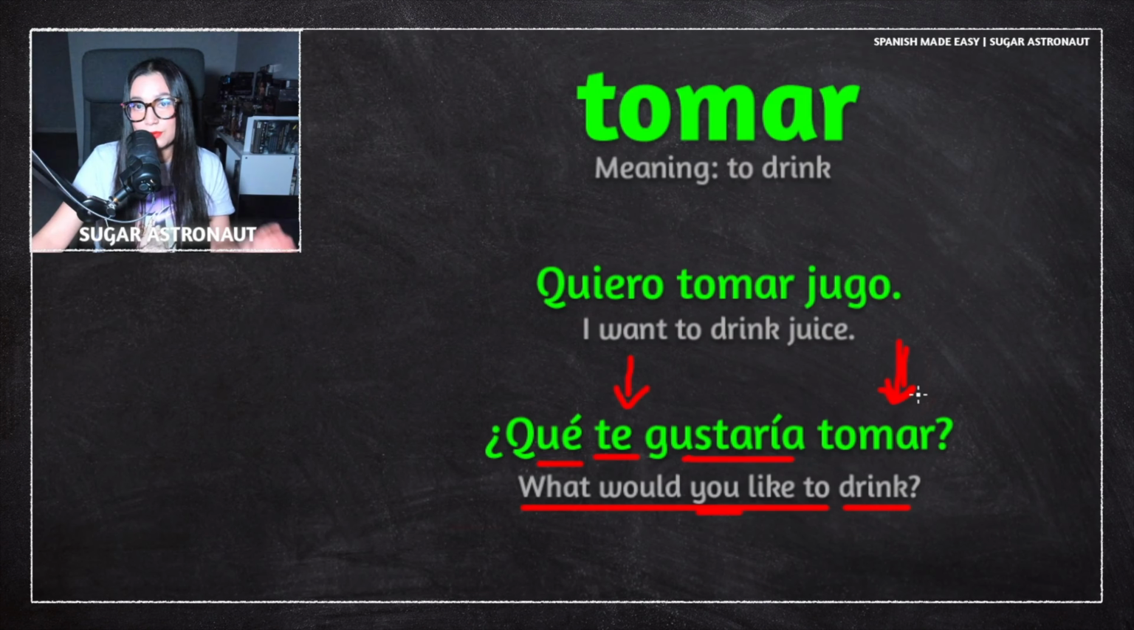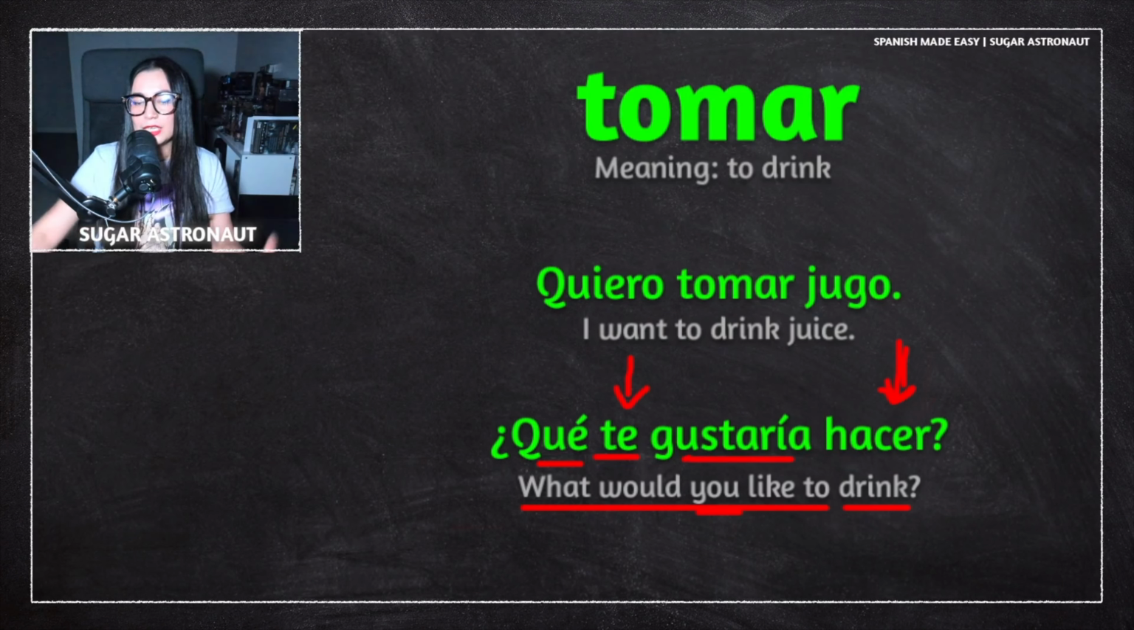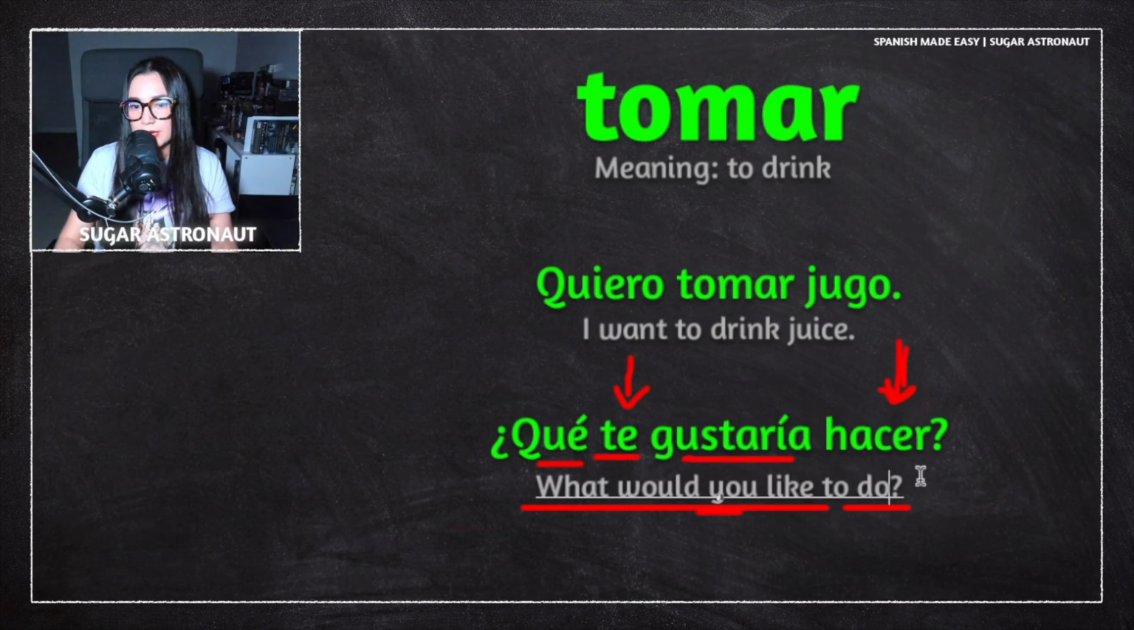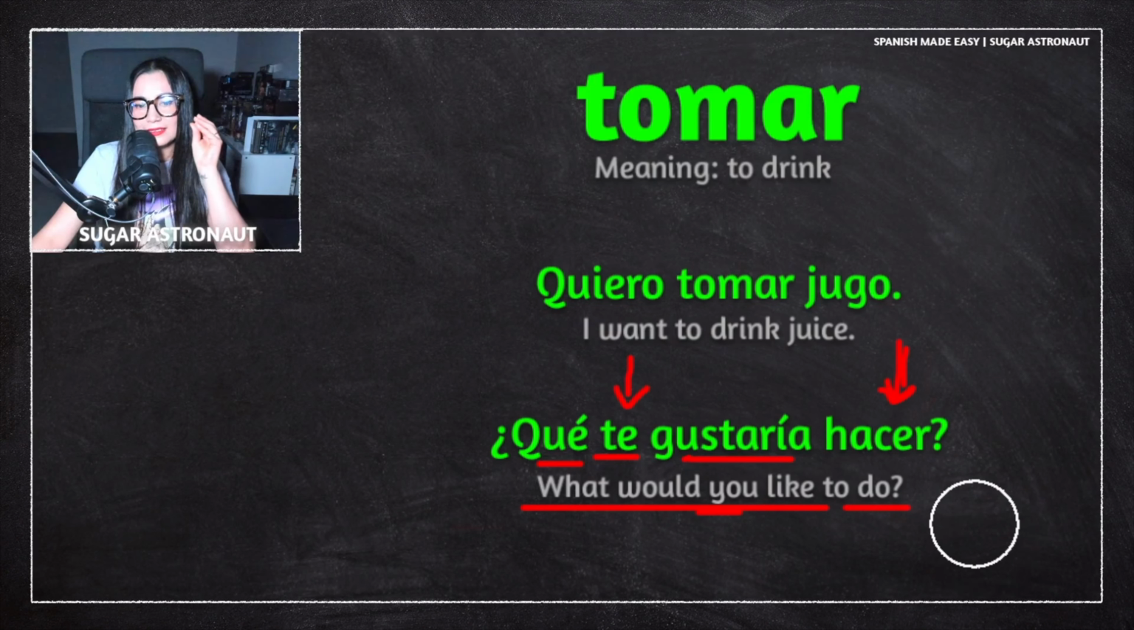It's a very good question just to ask someone, hey, what would you like to do? What would you like to do will be ¿qué te gustaría hacer? Okay, if you want to add the verb after gustaría, just keep in mind that you need the verb in the infinitive form. So that means do not conjugate it, just insert the verb right there, and that's it. It's very easy. It's not rocket science, really. But it's important to remember these key Spanish phrases that will help you communicate. So, ¿qué te gustaría? is a good one.